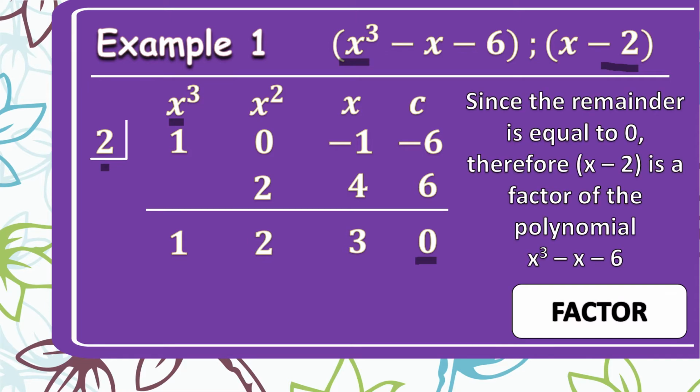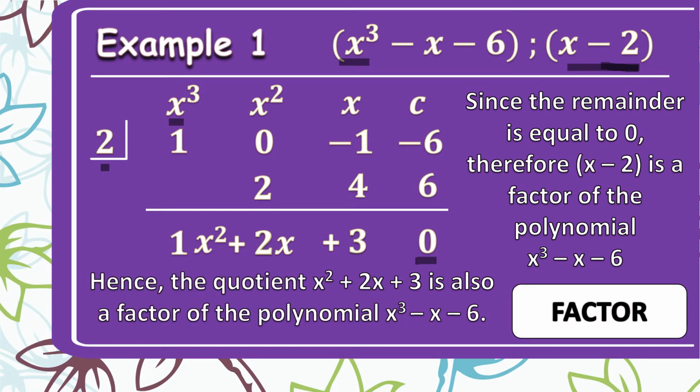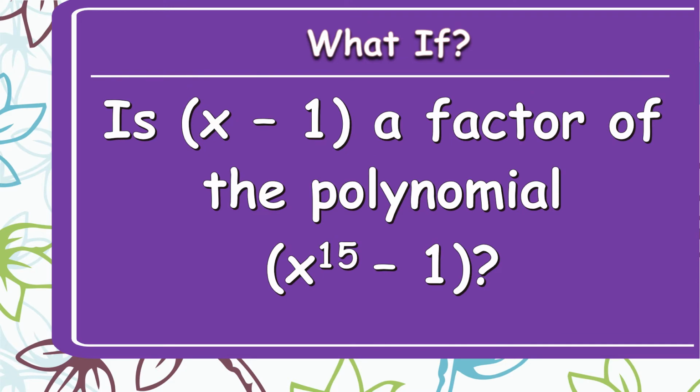Since the remainder is equal to 0, therefore, x minus 2 is a factor of the polynomial x cubed minus x minus 6. Pero hindi lang naman yung divisor natin yung factor according kay factor theorem. Hindi lang si x minus 2 yung magiging factor ni x cubed minus x minus 6, but also yung magiging sagot dun sa ating division. So, yung 1x squared plus 2x plus 3 is also a factor of x cubed minus x minus 6. Hence, the quotient x squared plus 2x plus 3 is also a factor of the polynomial x cubed minus x minus 6.